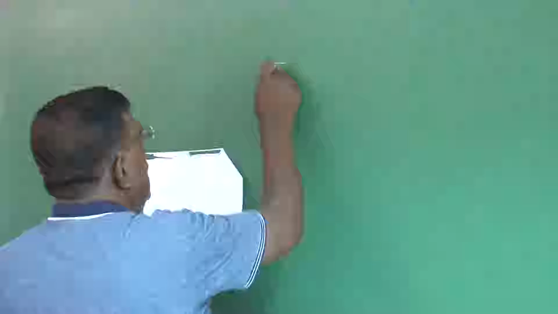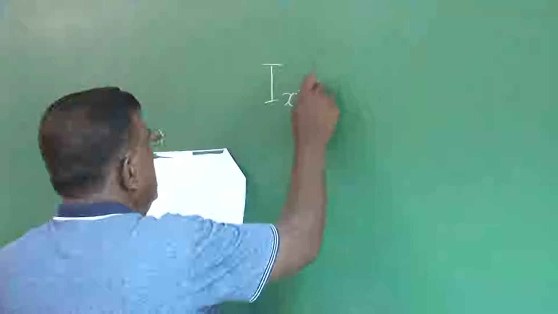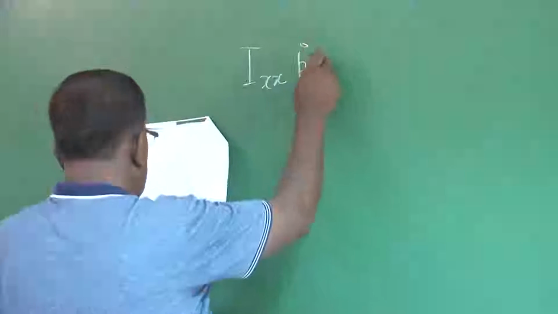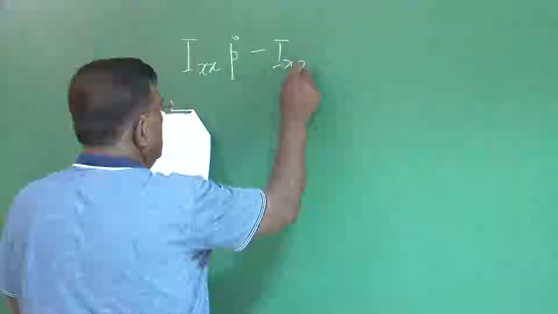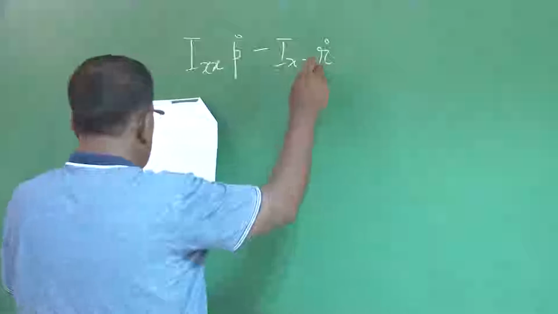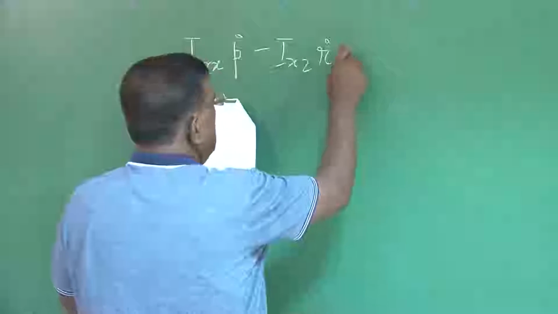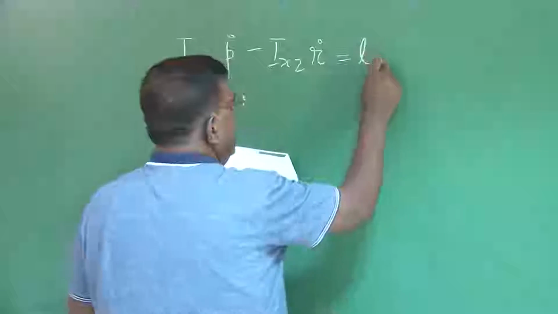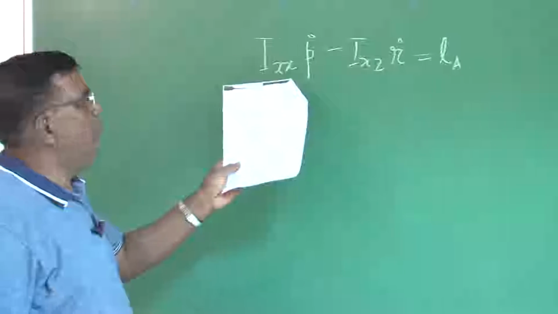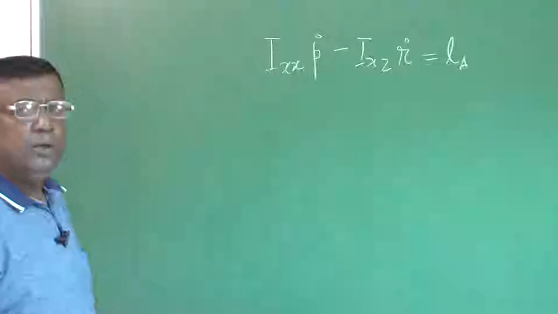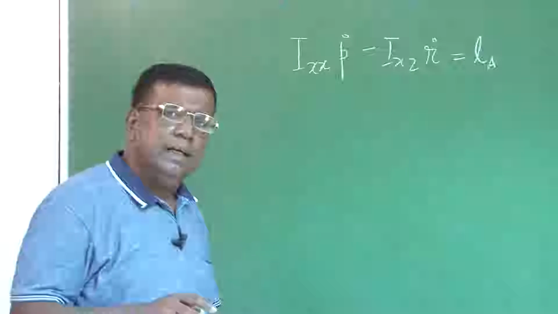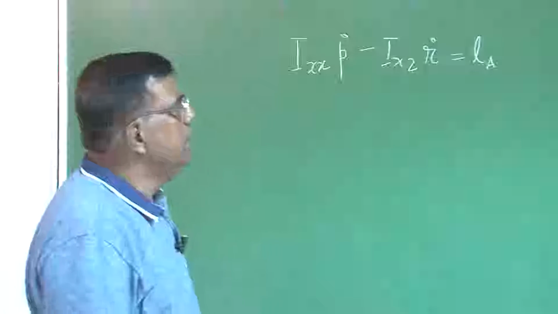If I try to derive the second equation, we start with the equation Ixx p dot, this is the perturbed equation, minus Ixz r dot equal to LA, and what are these P and R? They are the perturbed rates, right? And LA is the rolling moment. Rolling moment means about the x-axis, body x-axis.